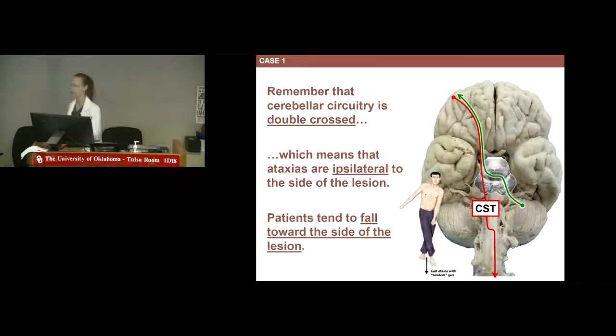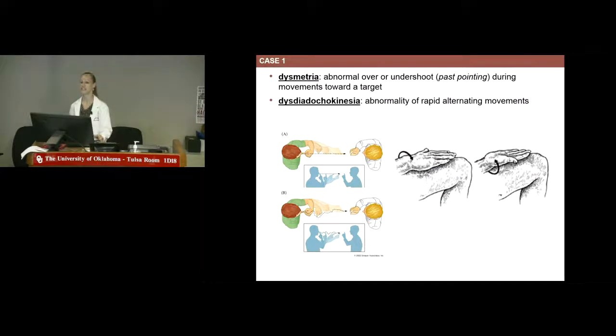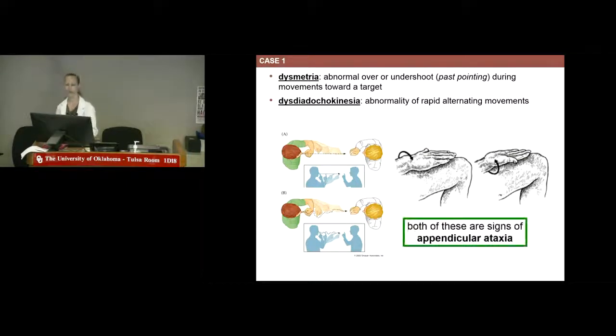Here's another little clue. When they say he's staggering to, was it to the left? I forget. The patient will usually fall toward the side of the lesion. So that's another clinical localization. Dysmetria then is abnormal over- or undershoot, past pointing during movements towards the target. Dysdiadochokinesia, again, was the abnormality of rapid alternating movements. Those are just signs of appendicular ataxia.